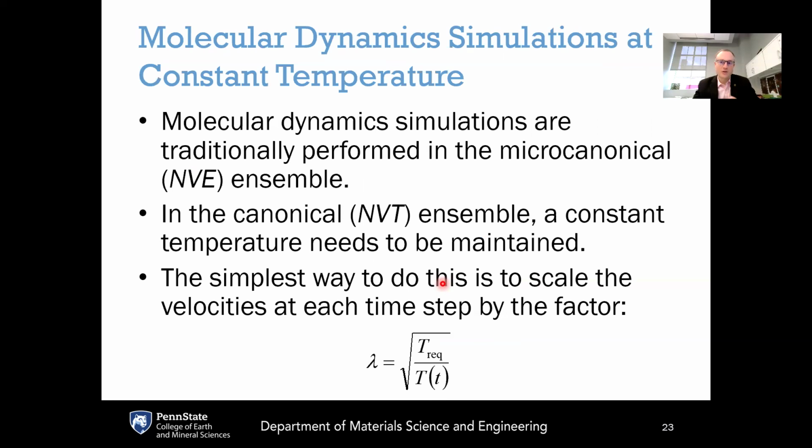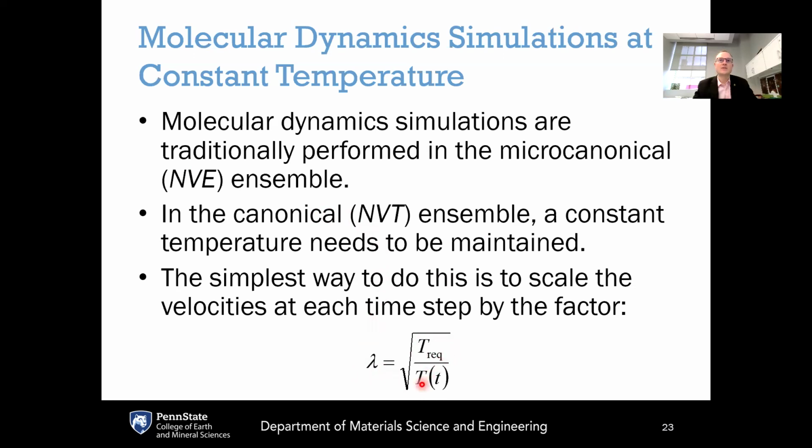Now, if we want to do the simulations under constant temperature conditions, we need to go from the default of the microcanonical or NVE ensemble to the canonical or NVT ensemble. And the simplest way to do this is with a thermostat that rescales the velocities every so many time steps. And that scaling factor here is given by lambda, and that is equal to the square root of the required temperature over the actual temperature of the system.